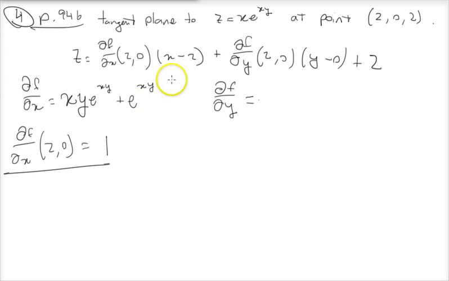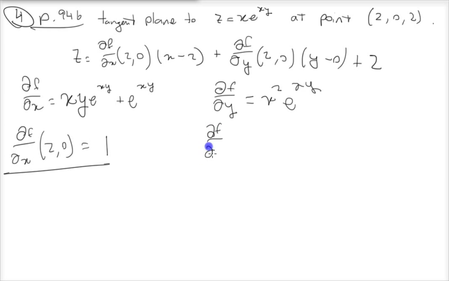Now, what we have to do is we don't have to use our product rule here because this x we just treat as a constant. So we keep that x out there. We take the derivative of this e expression with respect to y. This x is a constant. So we'll bring that x out here into the coefficient, and that'll give us an x squared times e to the xy. And now we have to find this derivative at point 2, 0.